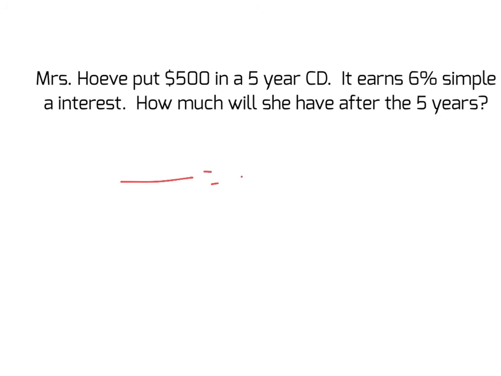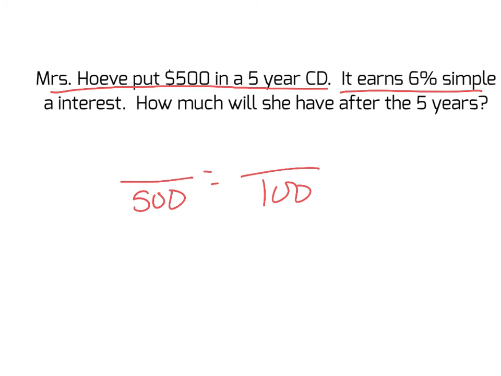So let's do one where the years come into play before your answer. So we're going to set up our proportion problem. Mrs. Hovey put $500 into a 5-year CD. That means I cannot touch it for 5 years. So my original amount, my principal, is $500. It earns 6% simple interest. So let's figure out my interest.